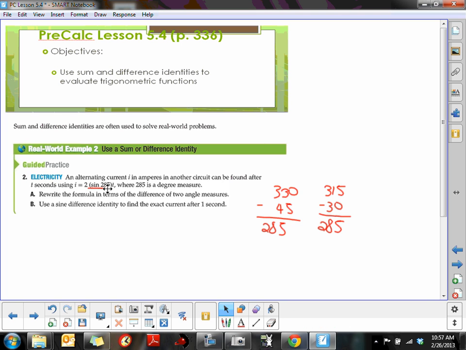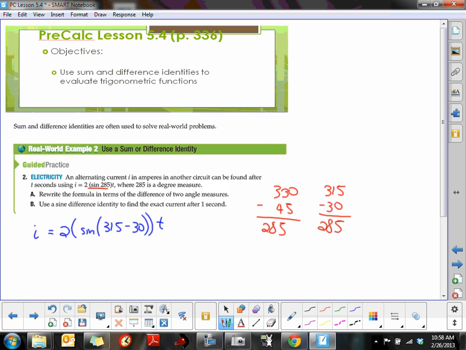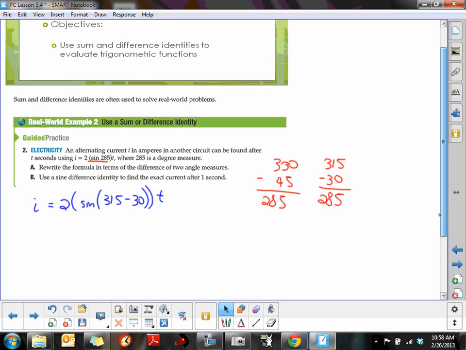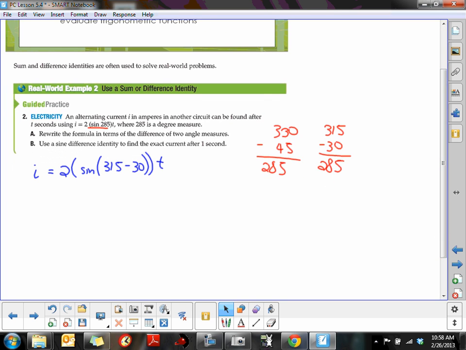You don't have to worry about picking the right one as long as they end up being a difference down to 285. So I'm going to rewrite this formula as I equals 2 times the sine. And now we're going to rewrite 285 as the difference of one of these pairs. I'm going to use a 315 minus a 30-degree angle, times time. So we've just rewritten this formula in terms of a difference of two angle measures, and the two angle measures that we found are angles that we do know the exact values of.